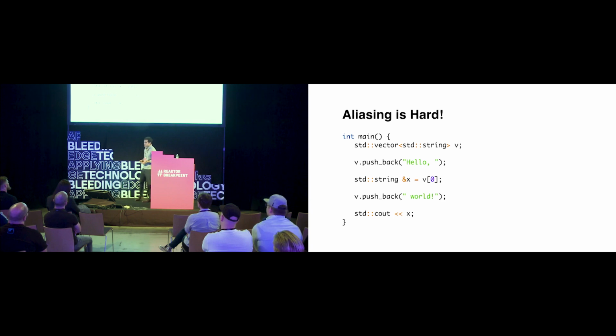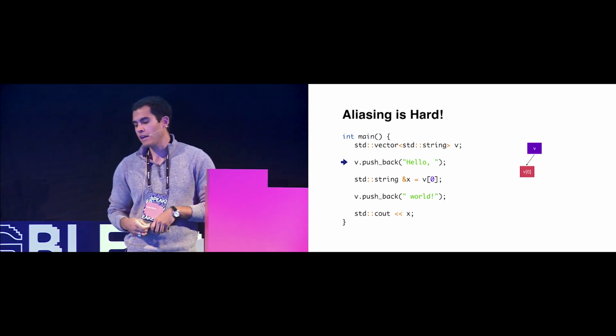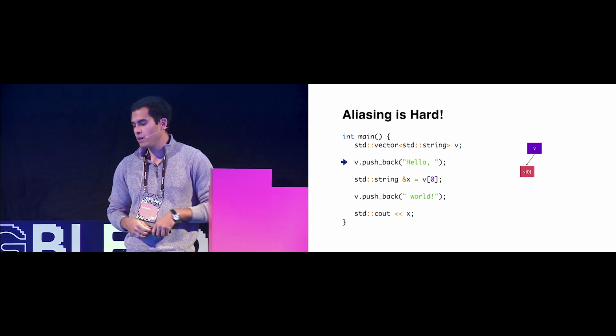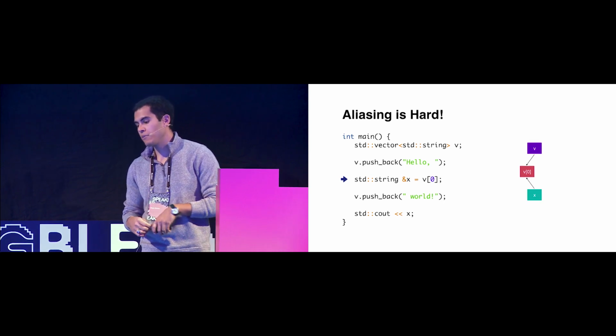So what's going on here? So let's look at this line. On the right here, each square is a memory location, and each line is a reference to that memory location. So when we do a v.push_back, then the vector v gets a reference to its contents. In this case, it just has one, v0. In the next line, we create a reference to that v0. And so now we have x pointing to v0.